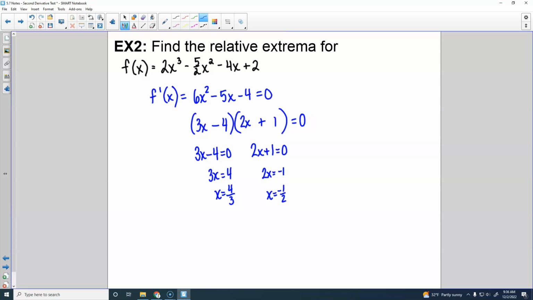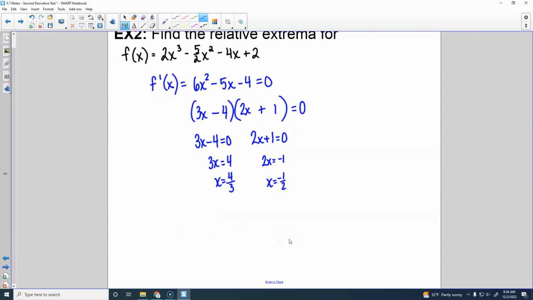All right, so these are our critical points. If we wanted to do first derivative test, we could put them on a number line. We could check signs using that chart, right? But they told us to do second derivative test, or I've told you to do second derivative test. So we're going to take the second derivative, which is going to be 12x minus 5.